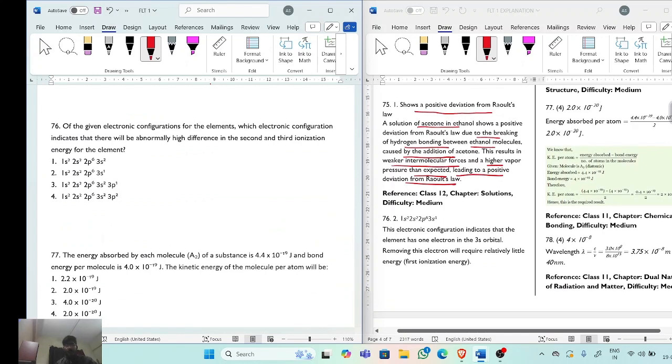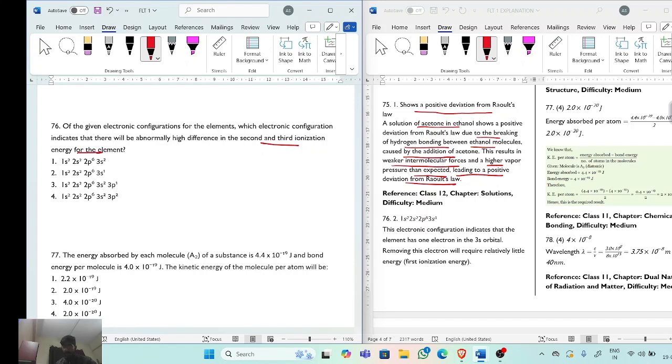Of the given electronic configurations for the elements, which electronic configuration indicates that there will be an abnormally high difference in the second and the third ionization energy? Okay, it is saying a very large difference between the second and the third ionization energy. Second ionization energy means when the second electron is removed. Third ionization energy means when the third electron is removed.